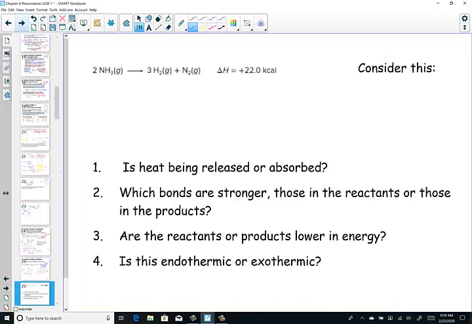Let's consider this. When 2 molecules of ammonia, NH3, decompose. This is a decomposition problem. It decomposes to form 3 molecules of hydrogen and 1 molecule of nitrogen. To do so, the delta H is included as 22 kcals per mole, and notice its sign is positive. This is a thermochemical equation. It's a balanced chemical equation that includes the delta H information.